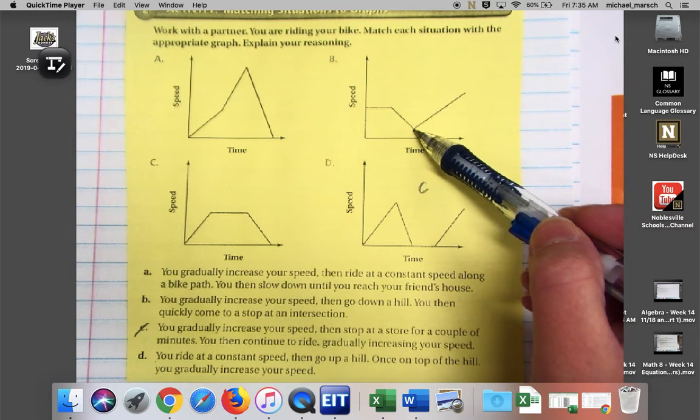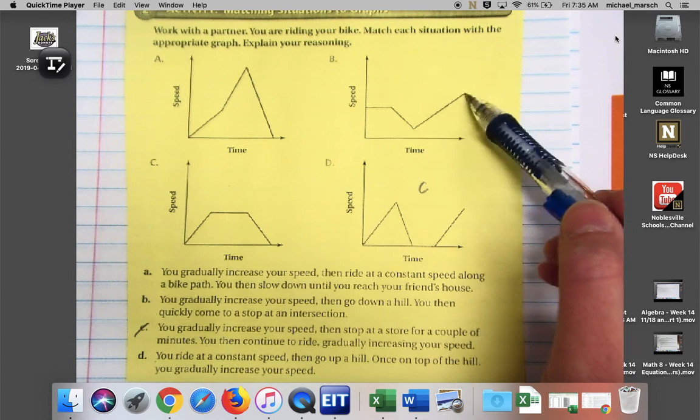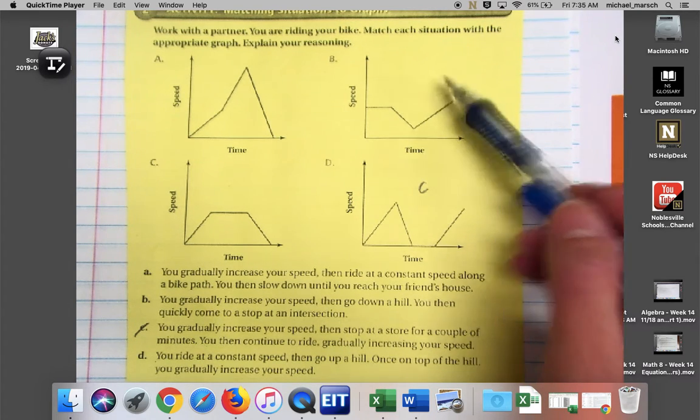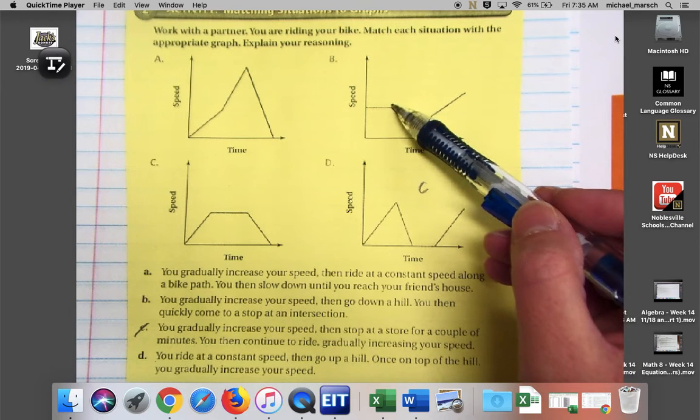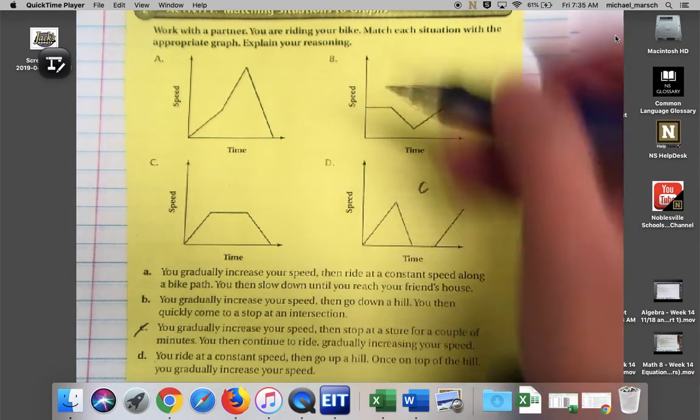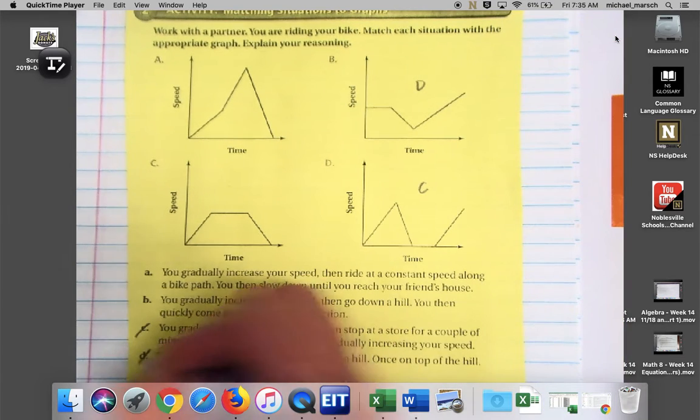So then when I'm at the top of the hill, I gradually increase my speed because now I'm going down the hill. So this kind of actually looks opposite of what our brains want to think, right? You slow down, so it looks like you're actually going down a hill. So D actually matches with graph B.